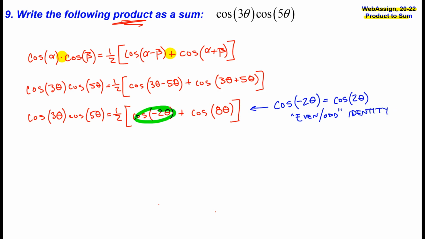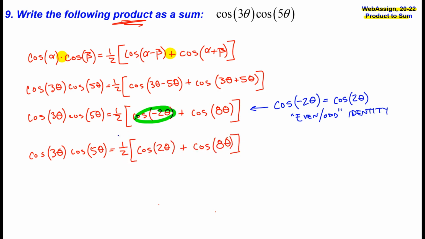So let's continue. And that's it, folks. That's as far as we can simplify this problem. The cosine 3 theta times cosine 5 theta is 1/2 times the sum of cosine 2 theta and cosine 8 theta. So that's it for this example.